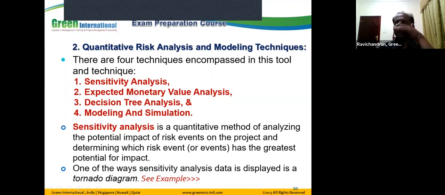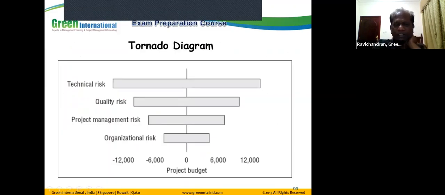And I say sensitivity analysis: when we are talking about the various types of risk that exist in the project, we may have technical risk, management risk, external risk, client risk, and so on, right? So which risk is posing the highest impact on the project? How will you identify it? We perform a diagram like this, which is called a tornado diagram. We plot all the different categories of risk into the diagram to see which is having the highest impact on the project. In our sample diagram, you can see technical risk is the highest. The next one is quality risk. The next one is project management risk. The next one is organizational risk. So we can understand the severity of the different categories of risk in the project. That's called sensitivity analysis.